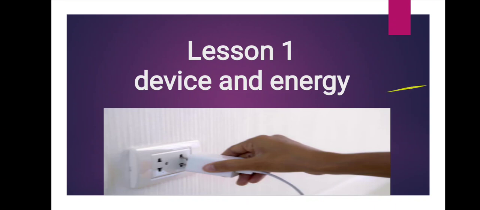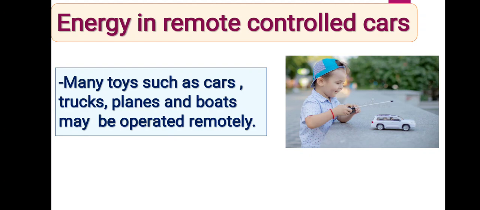Energy and device, okay? Do you remember what energy is? Yes, energy is the ability to do work, and we have many types of energy. Who can give me one example of energy? Like kinetic energy, potential energy, thermal energy, light and sound energy. Okay, so today we are going to talk about energy and device.